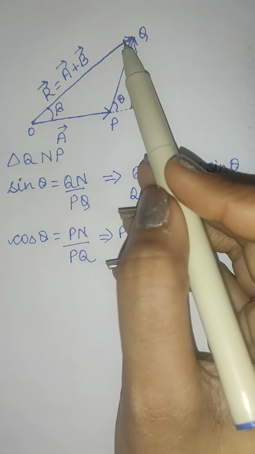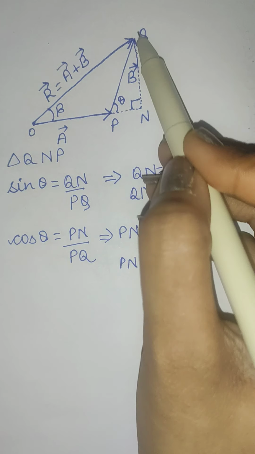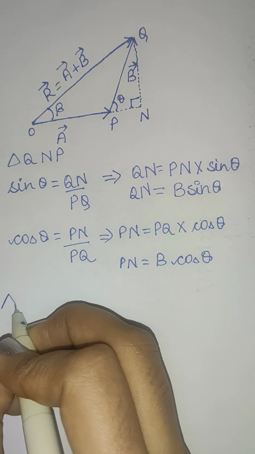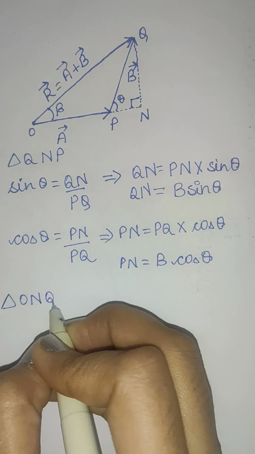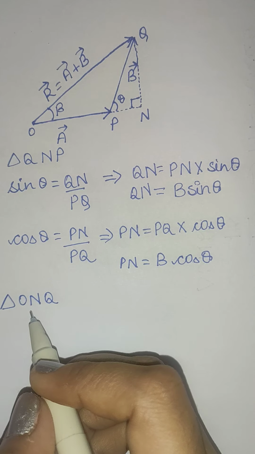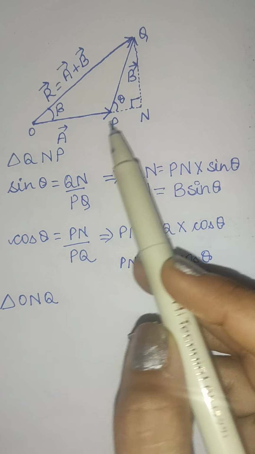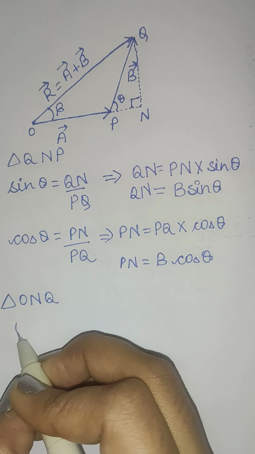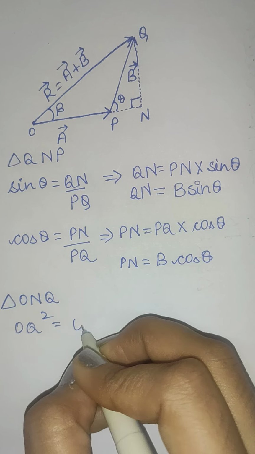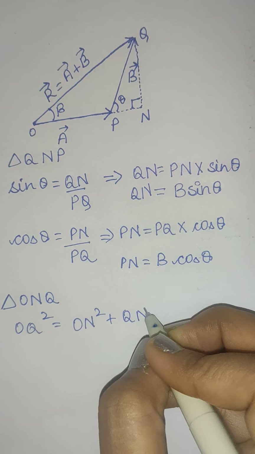Now we are going to consider the bigger right angle triangle QNO, this entire triangle. So I am considering the triangle, whatever you want to name it. Let us say ONQ. Now I am going to apply Pythagoras theorem in this triangle. Now what does Pythagoras theorem say? Hypotenuse square is equal to base square plus perpendicular square. So hypotenuse is OQ. So I get OQ square is equal to base square. Base is ON square plus perpendicular square, which is QN square.